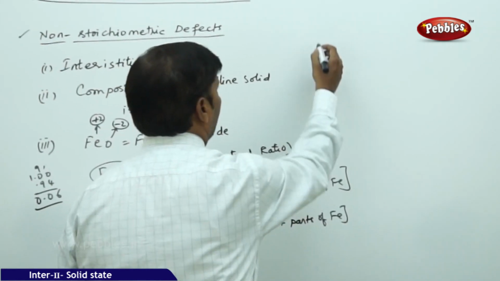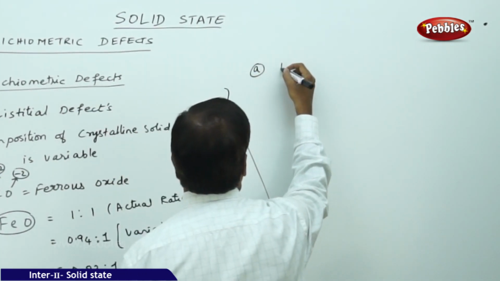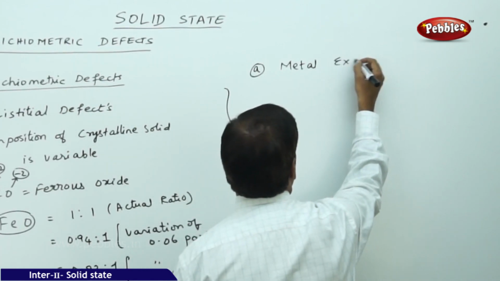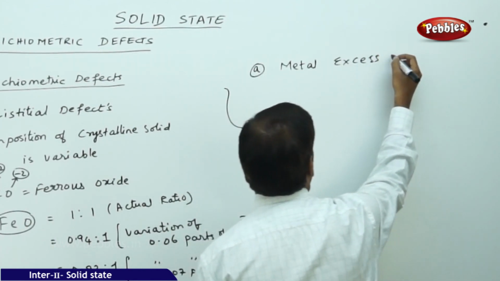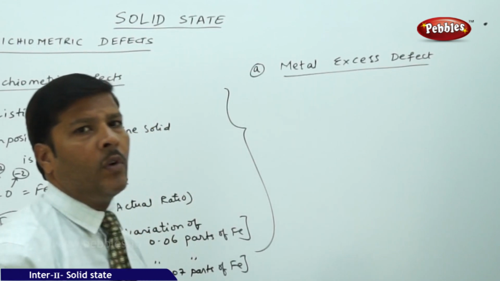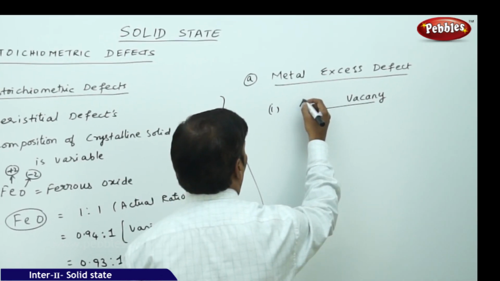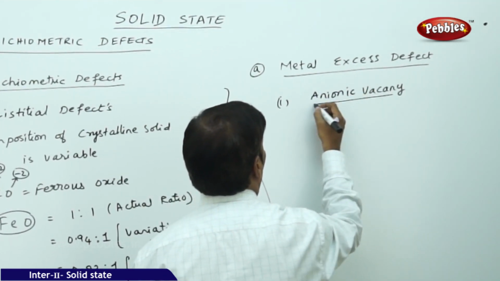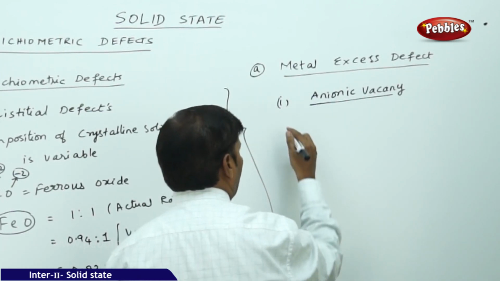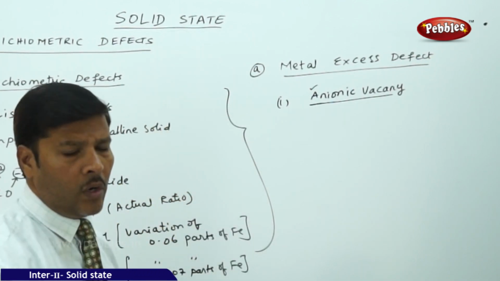In this scenario we have to discuss two parts in non-stoichiometric defects. First we go with the metal excess defect. In the metal excess defect, let us go with anionic vacancy. I will give you one illustration of the anionic vacancy of a crystalline solid which contains cations and anions.